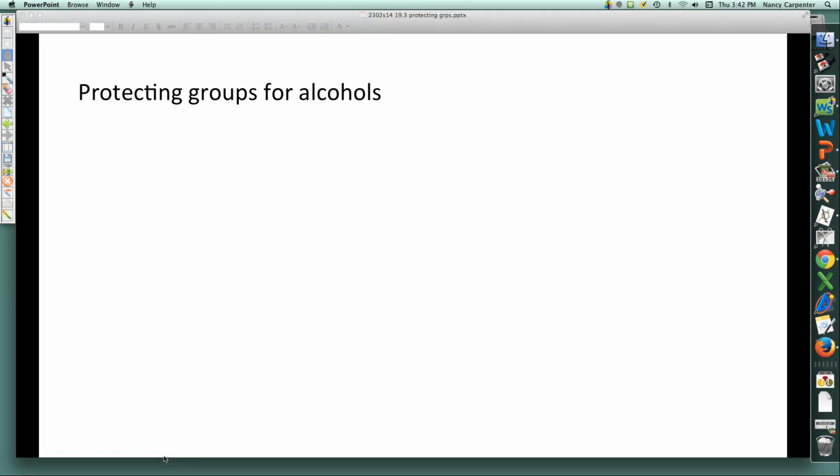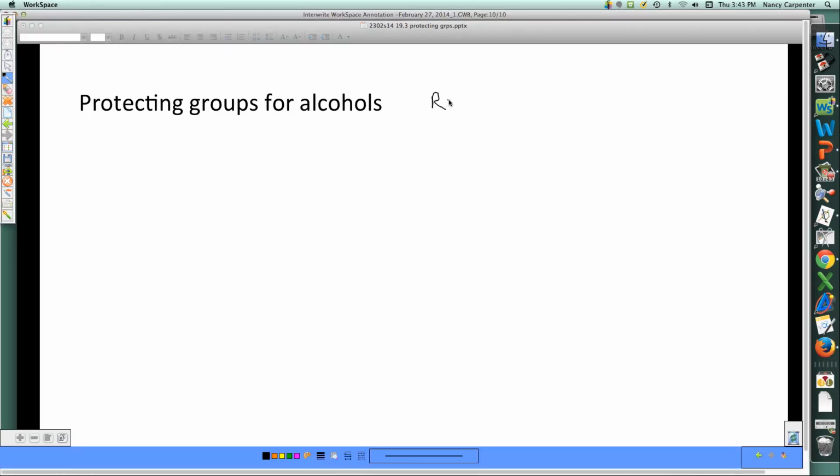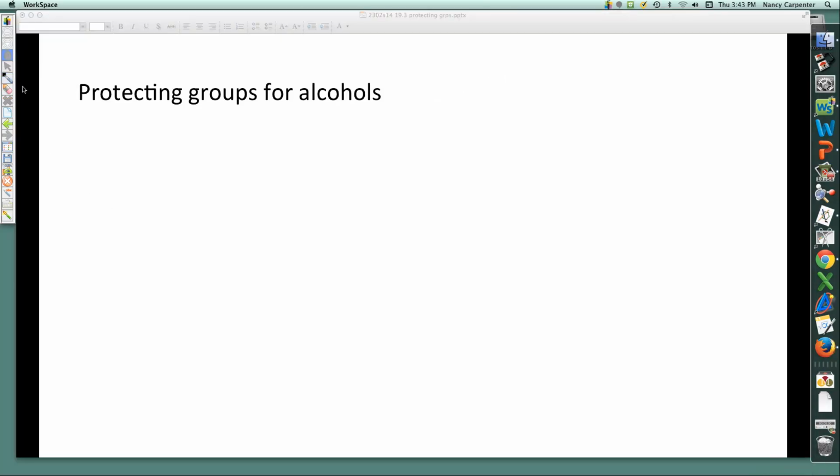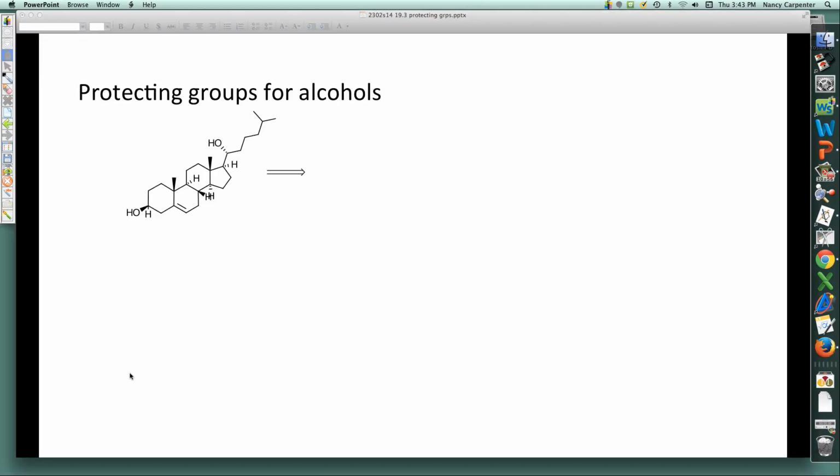Alright, another functional group that is very often needed to be protected is an alcohol, because an alcohol, of course, has an acidic hydrogen. It's not a very acidic hydrogen, but if you had a Grignard or organolithium around, you'd have problems. So protecting groups for alcohols are many. Here's an example. This is basically an analog of cholesterol. Let's say I want to synthesize this cholesterol analog.